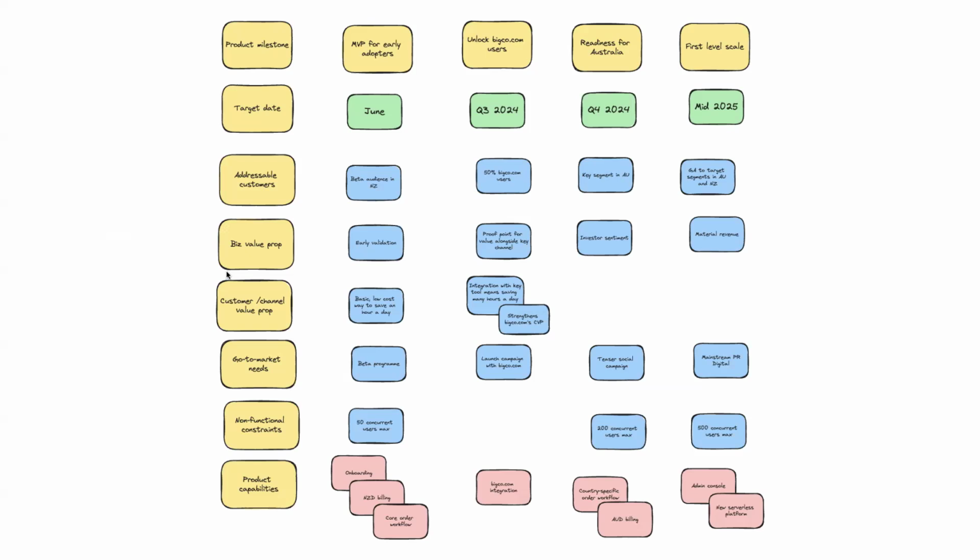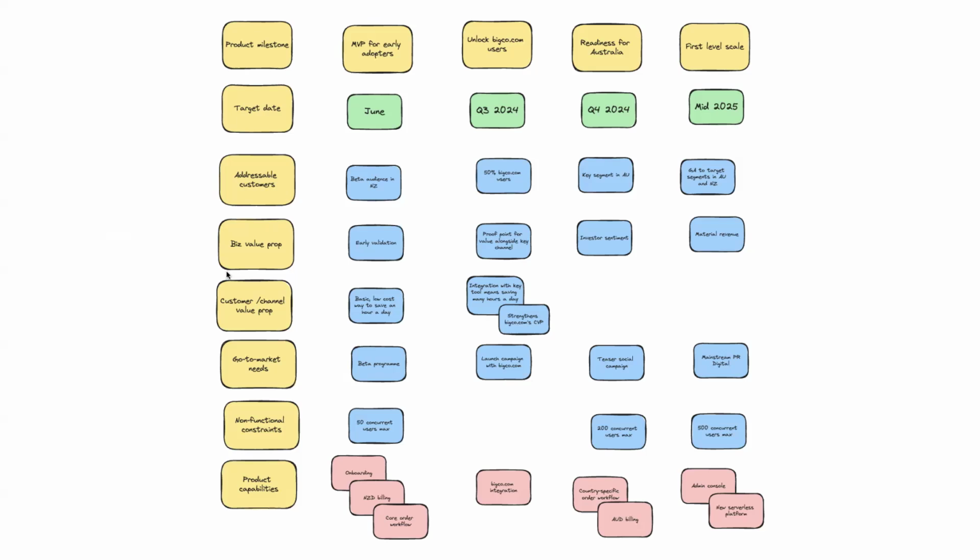So across the top are the milestones. And I've given some examples of what I call product milestones there. So these are things like our MVP for early adopters, unlocking our big co users, getting ready for Australia, first level scale, whatever that means. And then for each one of those things, what's the target date? And as we get further out, it goes from being a month to a quarter to a vague mid 2025 in this case.